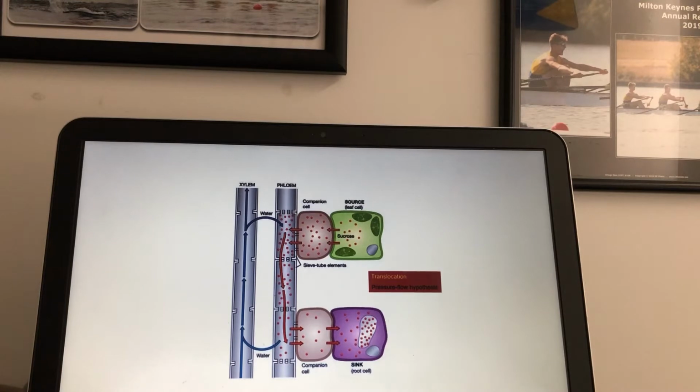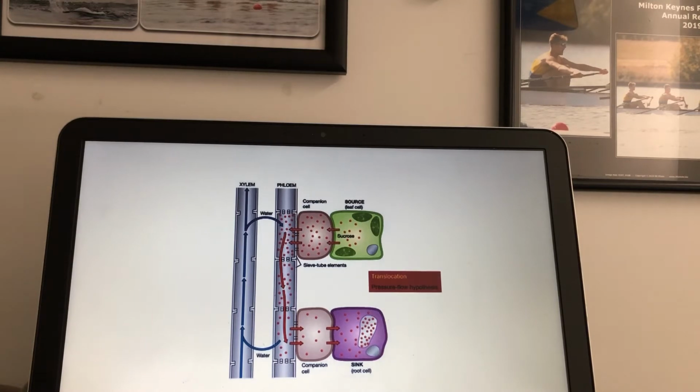Water can move through the plant by different pathways, which include the symplast pathway, vacuolar pathway, and the apoplast pathway, all of which have different positives and negatives, but I'm not really going to go into that right now.